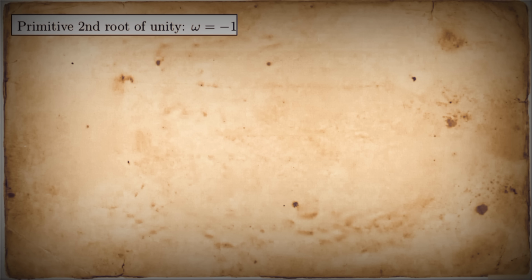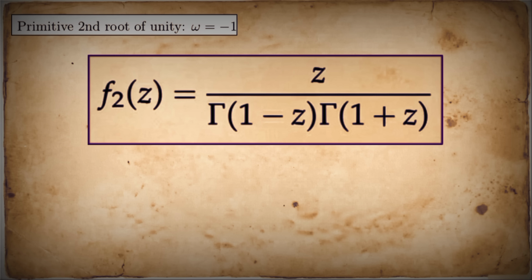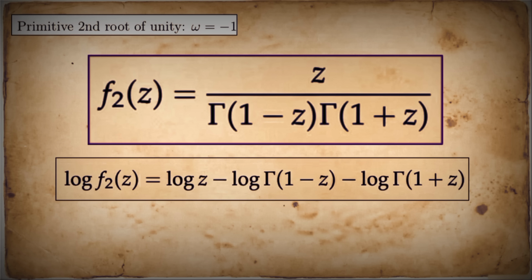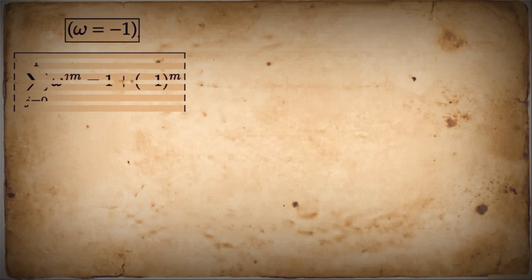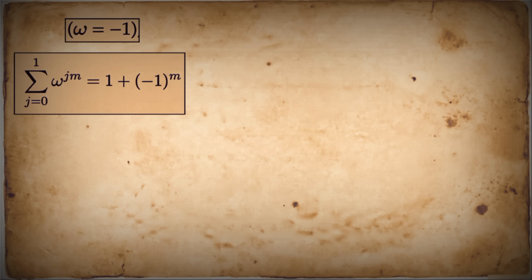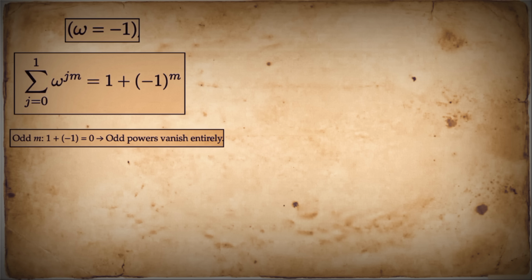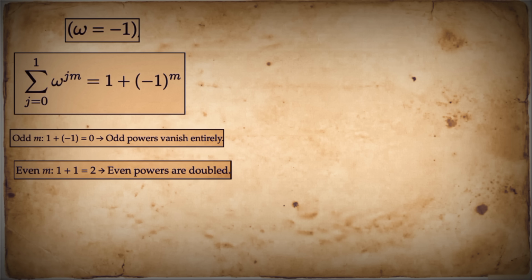The gamma bridge gives us z divided by the product of gamma at 1 minus z and gamma at 1 plus z. To apply the root of unity filter, we substitute z and -z into the logarithm of gamma expansion and sum. The filter condition asks, what is the sum of -1 to the power m plus 1 to the power m? For any odd m, 1 and -1 cancel, and the sum is 0. For any even m, both terms equal 1, and the sum is 2, which equals k.